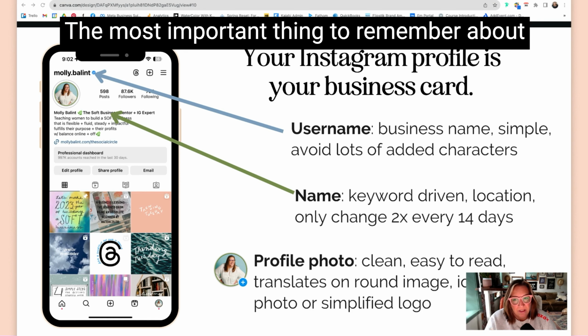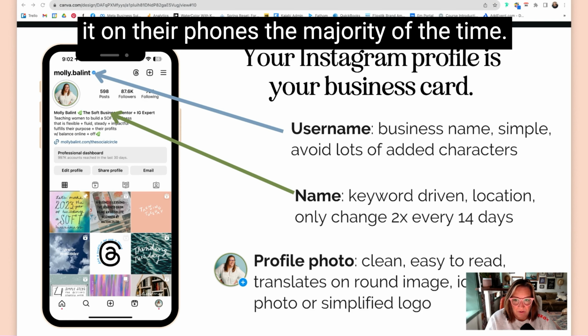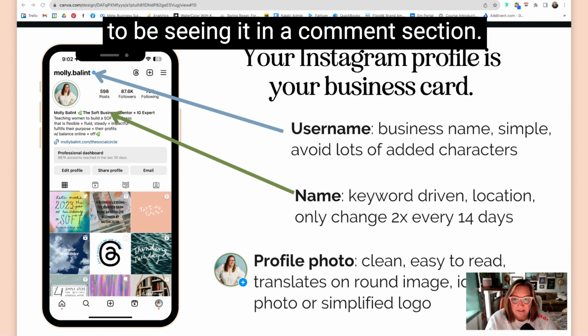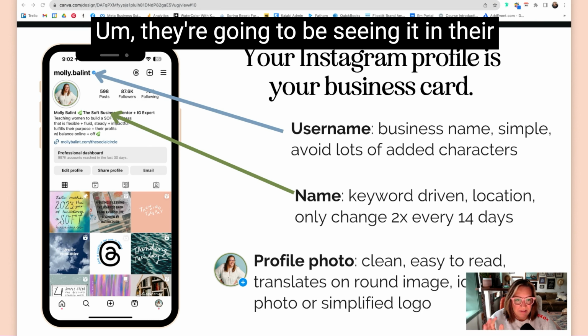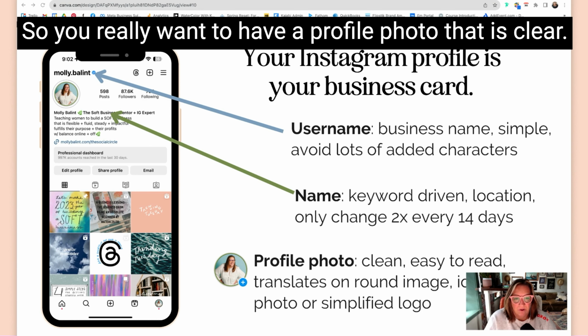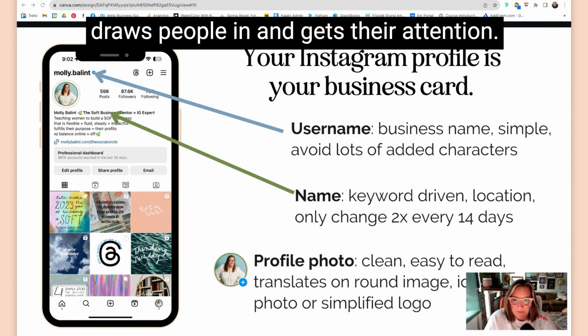The most important thing to remember about your logo is that people are going to be seeing it on their phones the majority of the time, and the majority of the time they're going to be seeing it in a comment section. They're going to be seeing it in their notifications, and so it's shrunk down even smaller. So you really want to have a profile photo that is clear, that has a simple background, that draws people in and gets their attention.